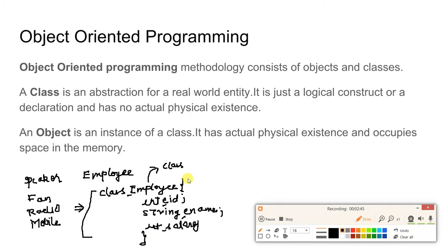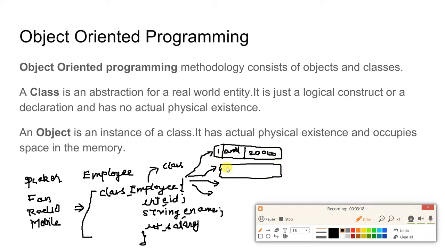But now I can have many employees in my organization. All these employees will actually exist in the organization, and they will be the objects of this class. There can be multiple objects of this class, and each object will have a different ID, name, and salary. For example, one employee may have ID 1, name Amit, and salary 20,000. Or there can be one more employee with employee ID 2, name Vishal, and salary 5,000.